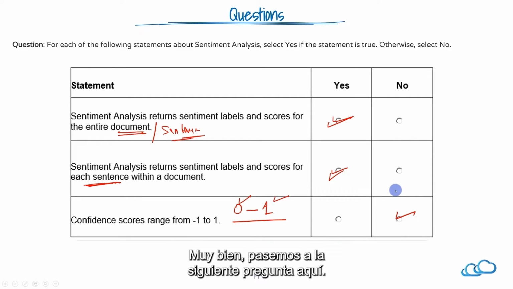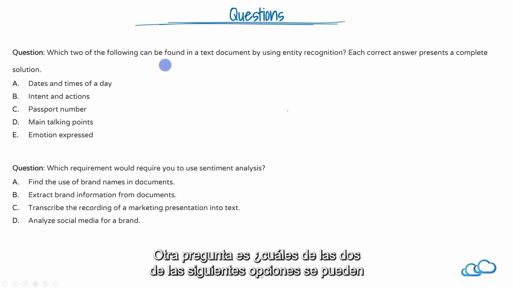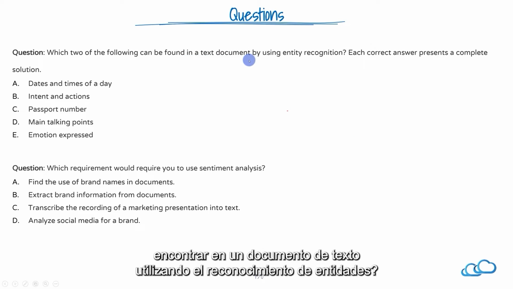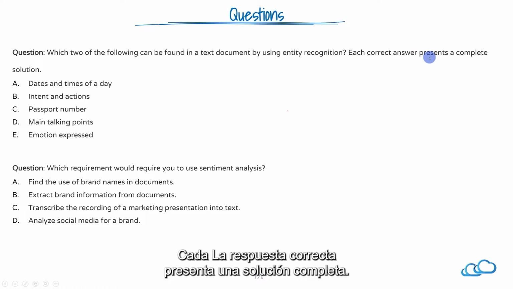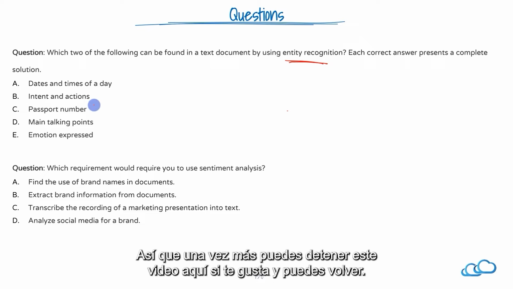All right, so let's move to the next question here. Another question is, which two of the following can be found in a text document by using entity recognition? Each correct answer presents a complete solution. So entity recognition, this is what we need to find here. So once again, you can stop this video here if you like, and you can come back.